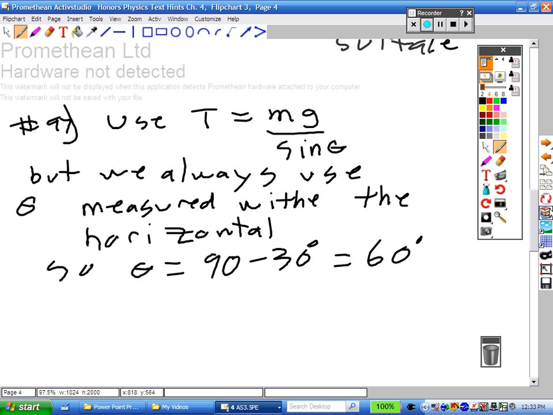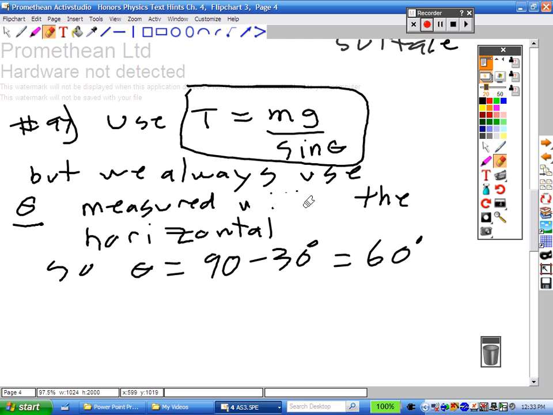There is a tension formula that we have from the notes, and that's T equals mg over sine theta. I derived that assuming that theta would always be measured with the horizontal. So the important thing is to always measure the angle with the horizontal. So instead of using the 30 they give, use 60 degrees. Again, that will fall in place nicely.